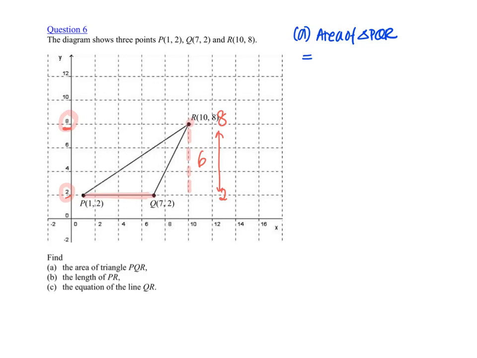Now, what about the base? What is this number over here? The x number is 1 and the x number over here is 7. So how many units are there over here? From 1 to 7, there is also a total of 6 units. So the area of this triangle is half times base, which is 6, times the height, also 6. So 18 square units.